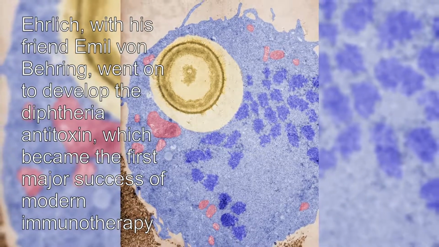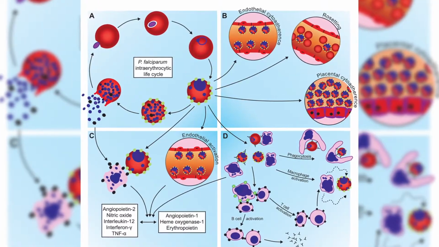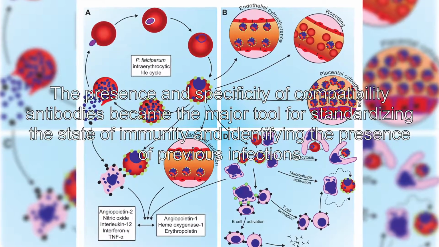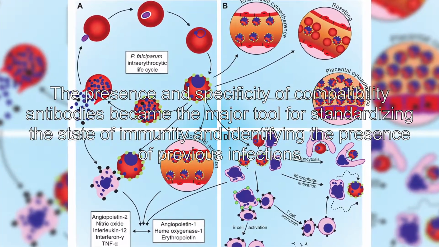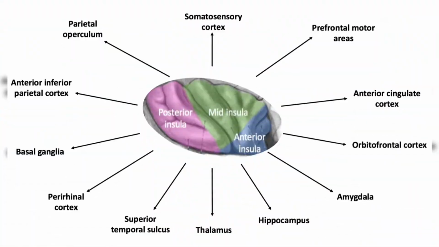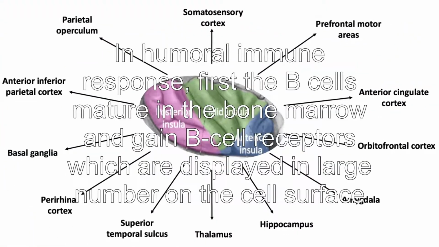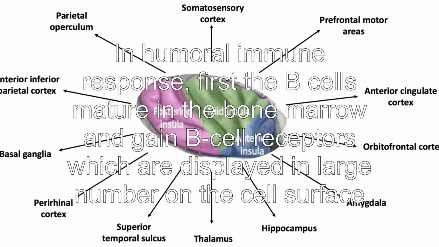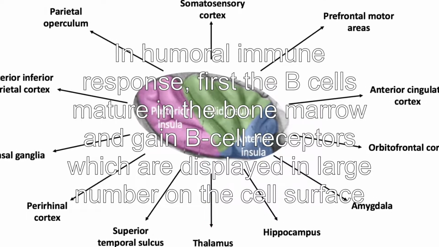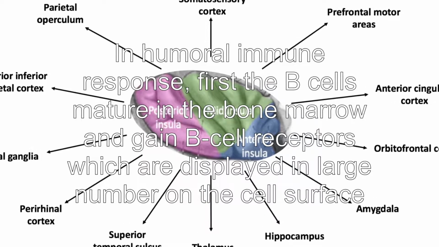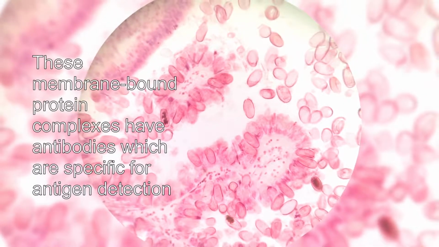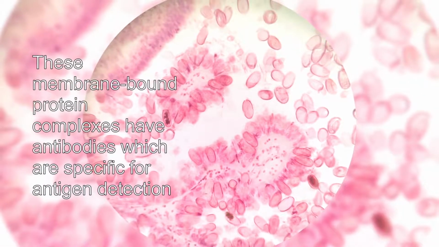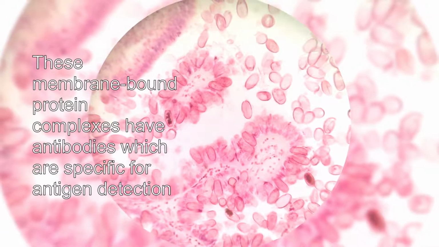In 1897, Paul Ehrlich showed that antibodies form against the plant toxins ricin and abrin, and proposed that these antibodies are responsible for immunity. Ehrlich, with his friend Emil von Behring, went on to develop the diphtheria antitoxin, which became the first major success of modern immunotherapy. The presence and specificity of antibodies became the major tool for standardizing the state of immunity and identifying the presence of previous infections.